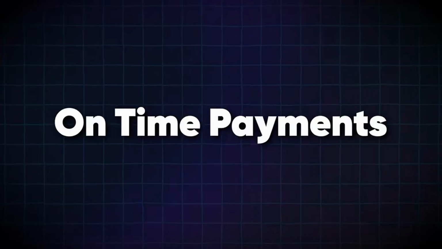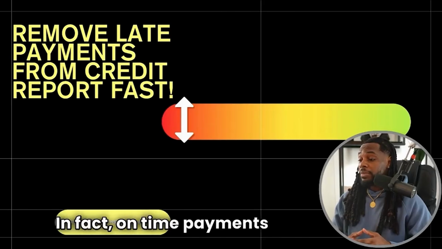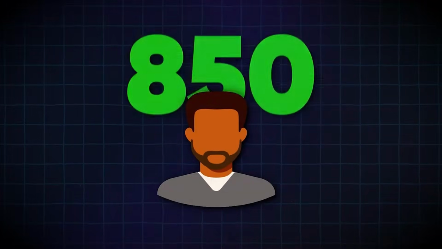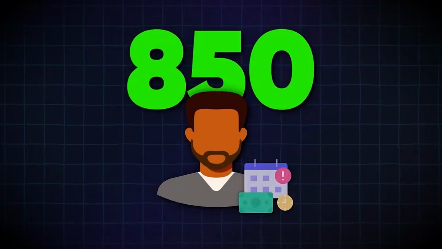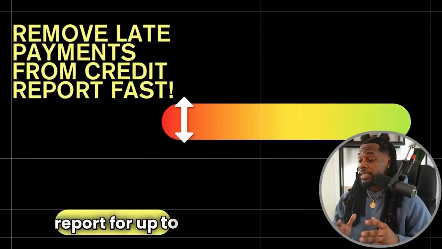On-time payments account for 35% of your overall credit score. In fact, on-time payments is the biggest factor impacting your credit score to date. If you had a perfect 850 credit score and you had one late payment reported 30 days late, that could effectively drop your credit score somewhere around 100 points. And that will stay on your credit report for up to 7 years.